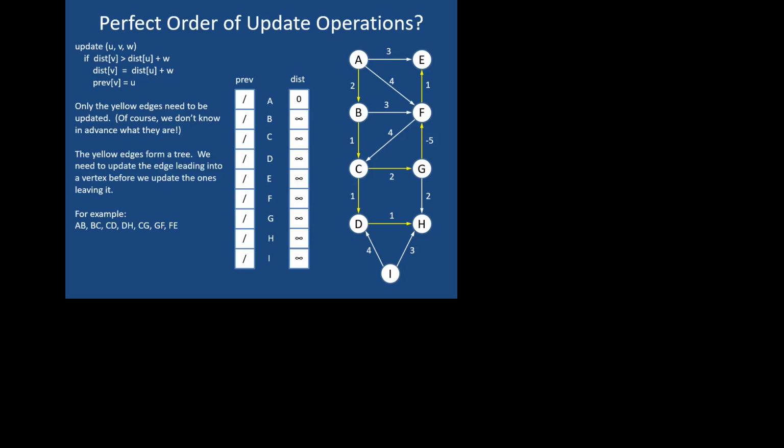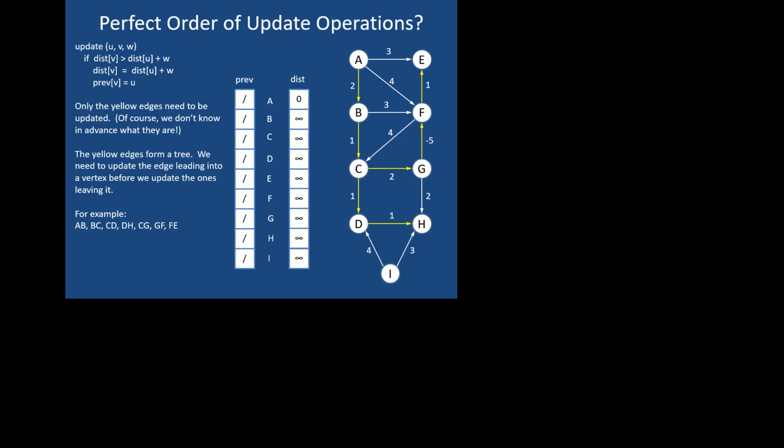No, you don't know in advance what the tree is. That's what you're trying to find out. But the point is, if you do a whole slew of updates, and it turns out that in addition to all the other updates that you did, somewhere as a subsequence you've got the yellow edges in the right order, then your algorithm is going to be correct. So you can waste all the time you want updating things as long as you update those yellow edges in the right order at some point.